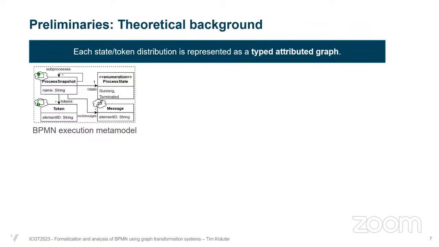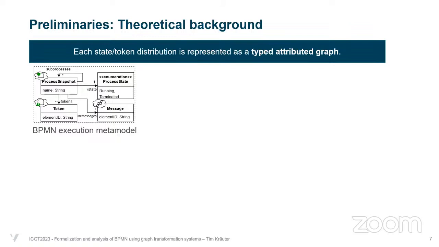Very simple. We say, okay, we have a process, we take a snapshot of the process at one time, and it has a set of tokens. So the tokens are distributed along the diagram, similar to Petri nets, where you have tokens distributed in the states. And then we have a derived process state. So if the process is running, it has tokens somewhere. If there are no tokens, then it's terminated. This is used for graph transformation rules later.